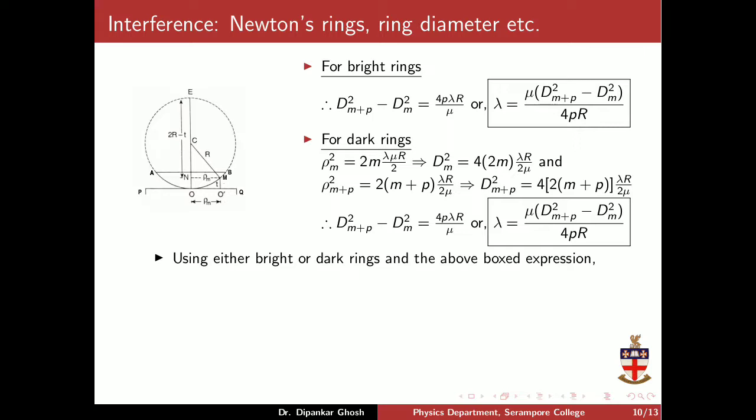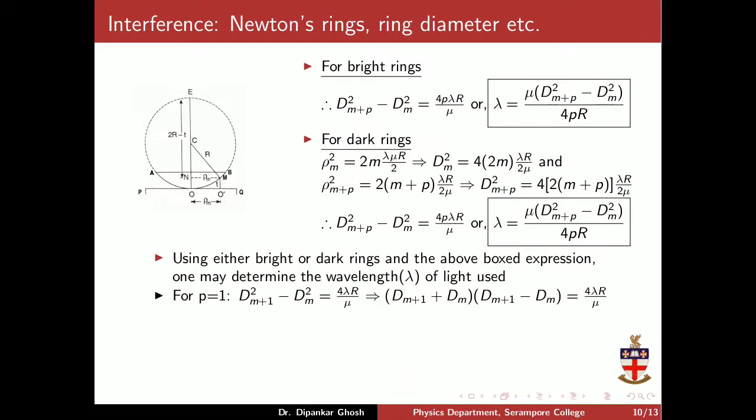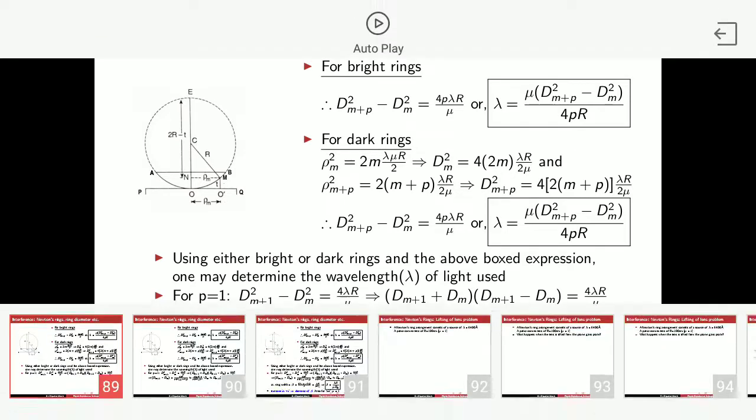The wavelength expression is the same as above. Here I have written mu. Actually for air, mu will be 1, so you can just throw away the mu from the expressions. Using either bright or dark rings and the above boxed expression, one may determine the wavelength lambda of light used. Now if p is equal to 1, then d square m plus 1 minus dm square becomes 4 lambda capital R by mu, and we are applying some algebraic rules. So finally what do we have?